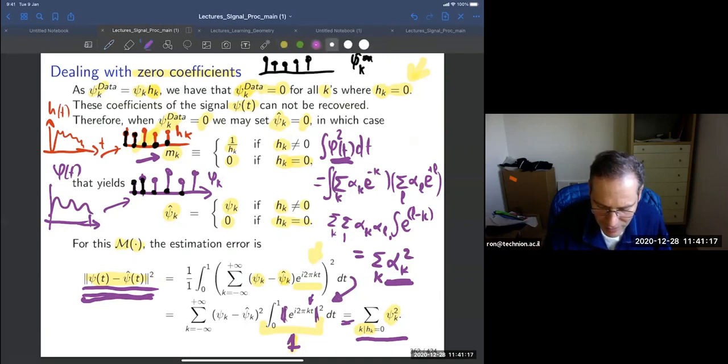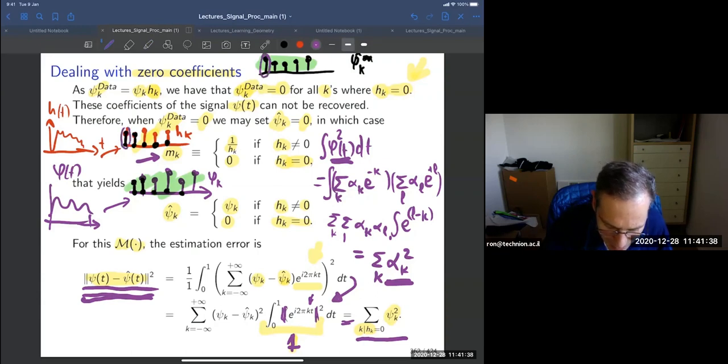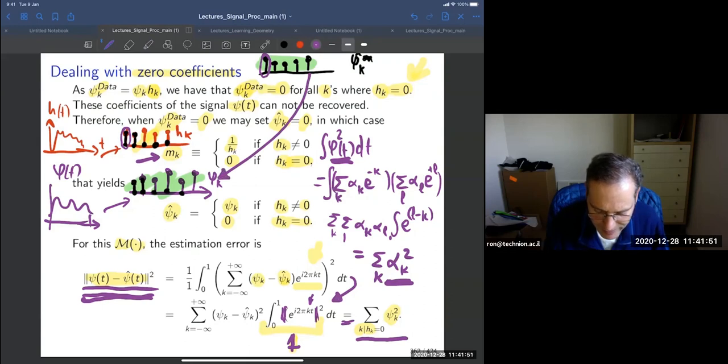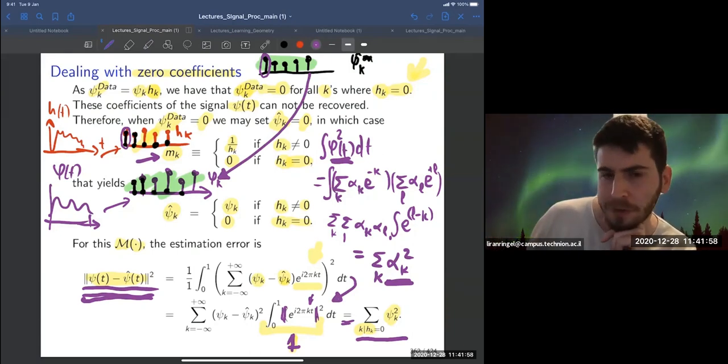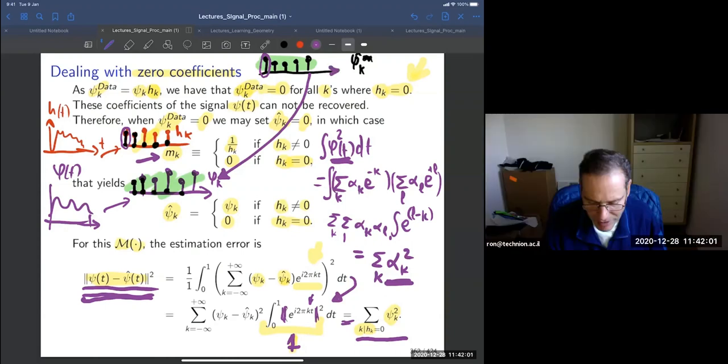Now, from these values, I would like to reconstruct the purple ones. How do I do that? I need to take each and every value here and divide it by the red value there. This is exactly what is going on, and then I would be able to get from this black back into this purple. So you multiply each k coefficient by mk, right? Yes, so mk is indeed 1 over hk.